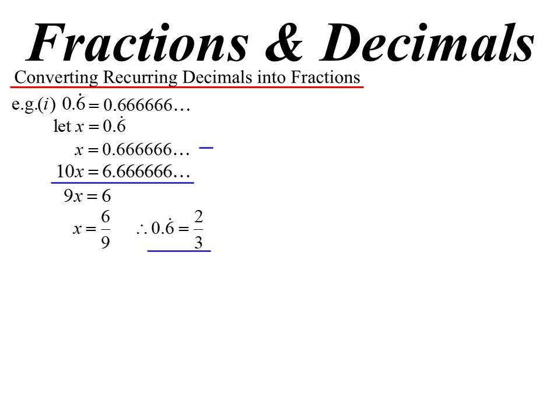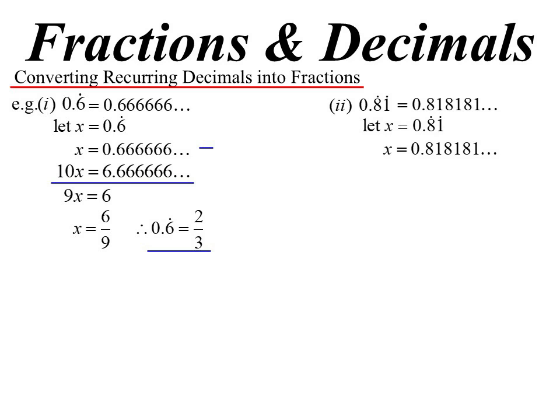x is 6 on 9, which of course we know is 2/3. That's the idea. We want to get rid of the problem, the repeating bit. So if I had this one, 0.81 repeater, then I'd get 0.81, 81, 81, 81, 81, 81. So that's what I'll let x equal.